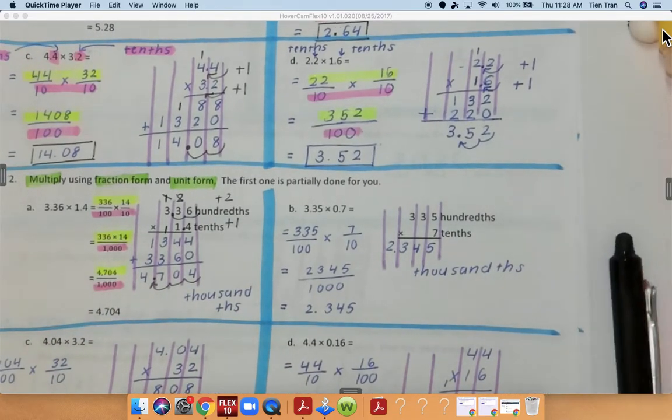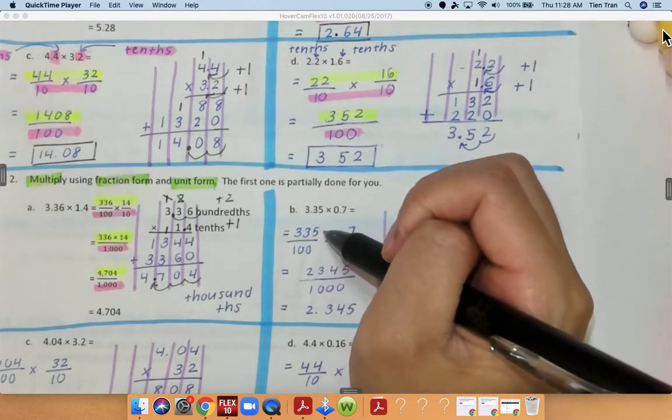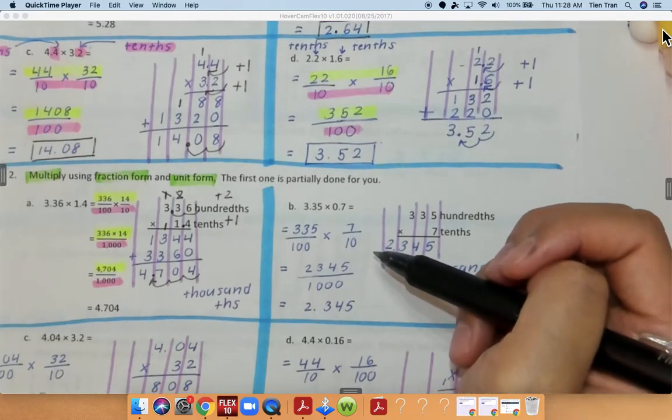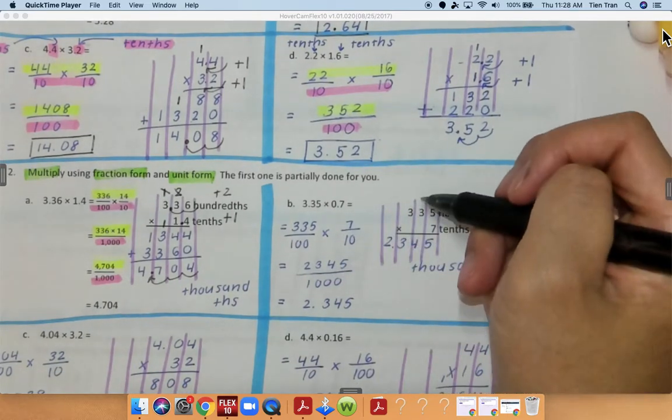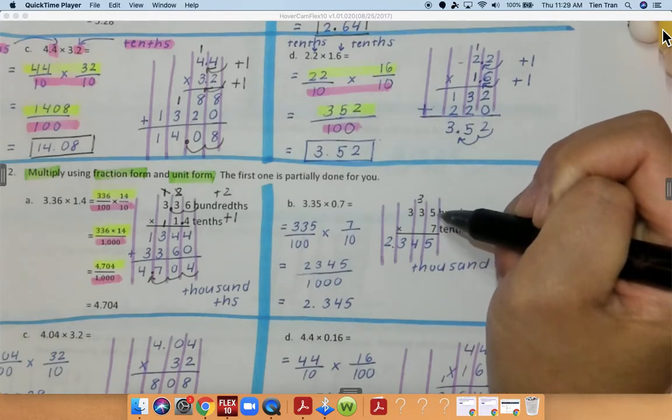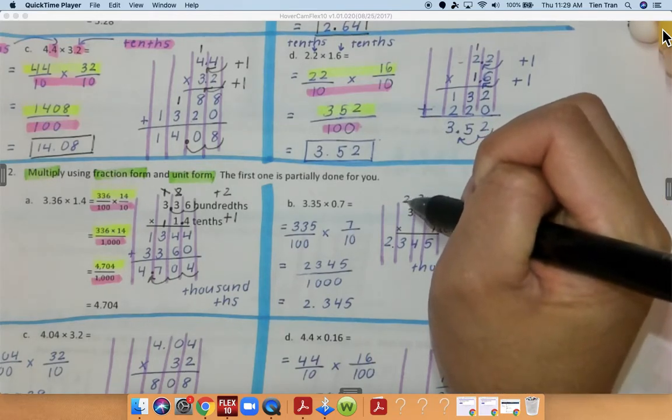On this side over here, I have 335 times 7. So I'm writing that down. We have 5 times 7, which is 35. 7 times 3 is 21, plus 3 is 22.